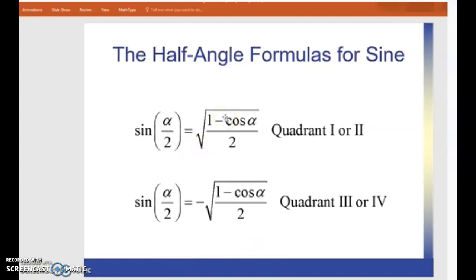Moving on to our half angle formulas. Here I am sharing with you the half angle formulas for sine. These are also in your textbook. Please note that when your angle is in quadrants 1 or 2, the results of using this formula will be positive. But when your angle is in quadrants 3 or 4, the results of using the right-hand side of this formula will be negative.